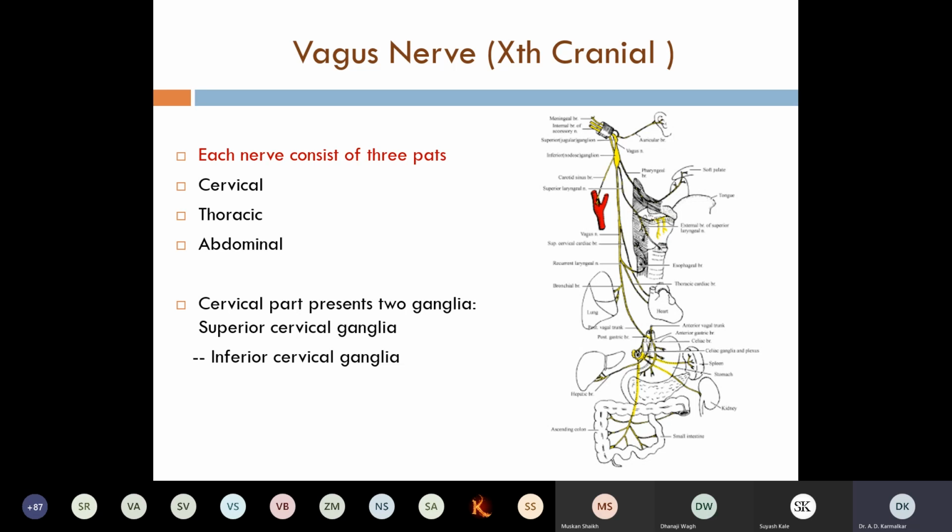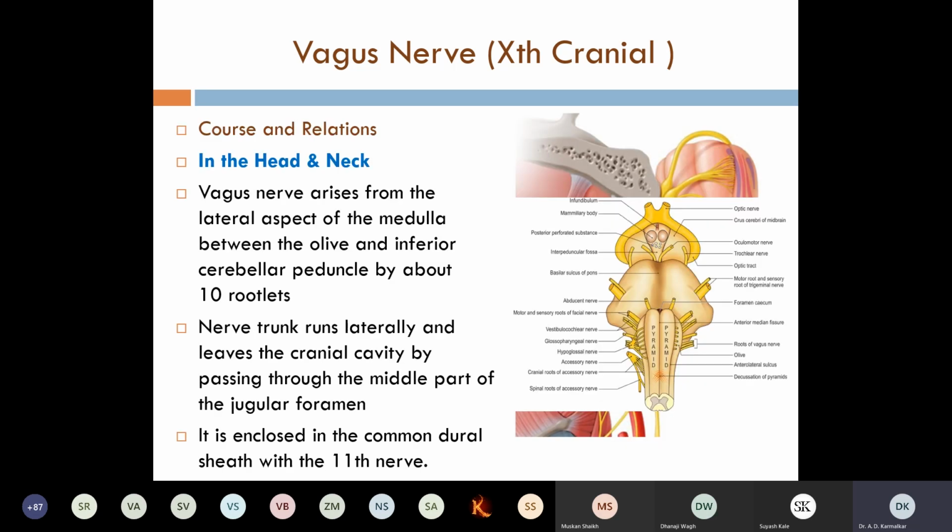Okay, then it is in the abdominal part. So we'll describe first of all the course, and then we'll describe the branches. Now in the course and relations in the head, you already know this diagram.